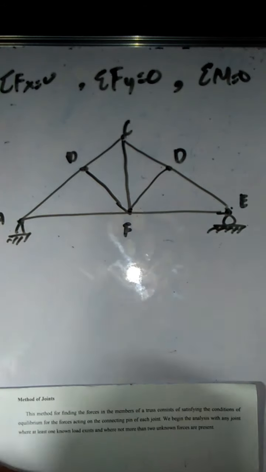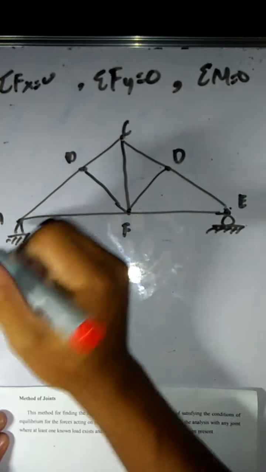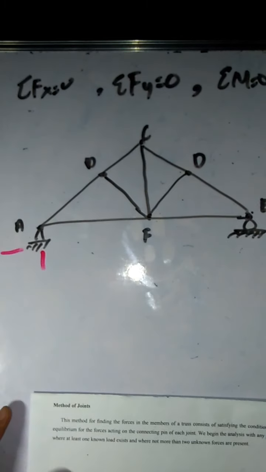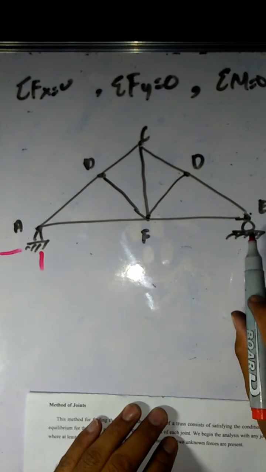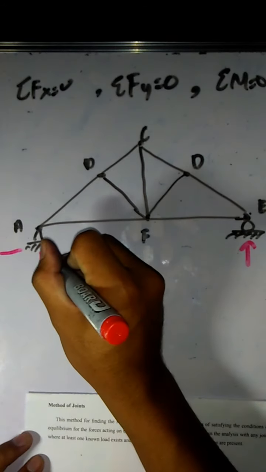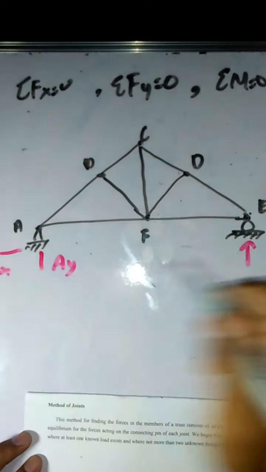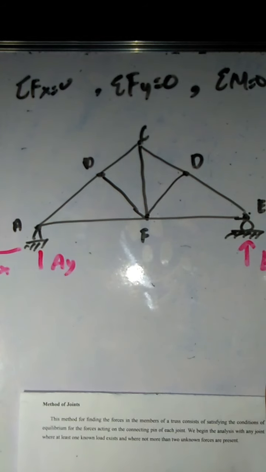Sa second statement, ito, as you can see, di ba? If we are to draw the free body diagram, as you can see, this is hinge. Yung sabi natin sa hinge is may dalawang forces along X and along Y. Remember? Sa fourth lecture natin. At saka itong sa point E, may support dito na roller, okay? So we assume that this is AY and this is AX. This is EY, okay?